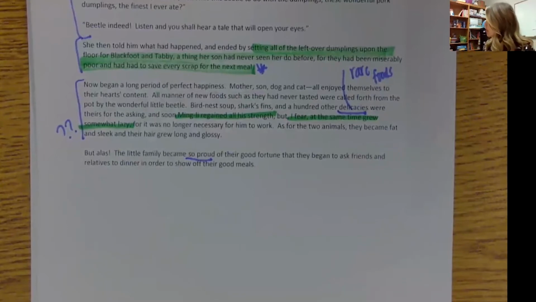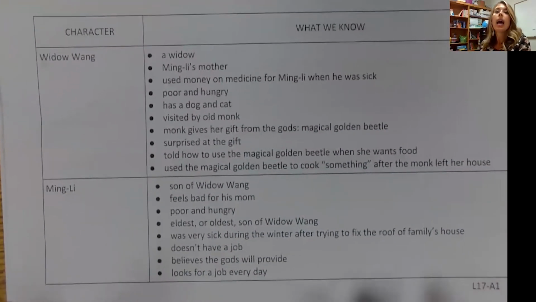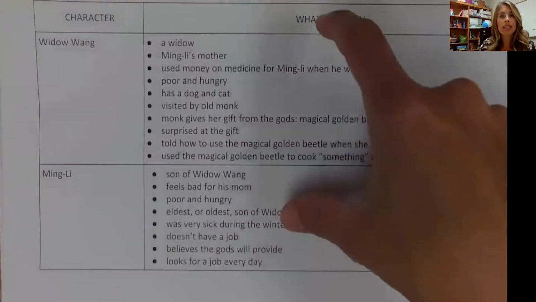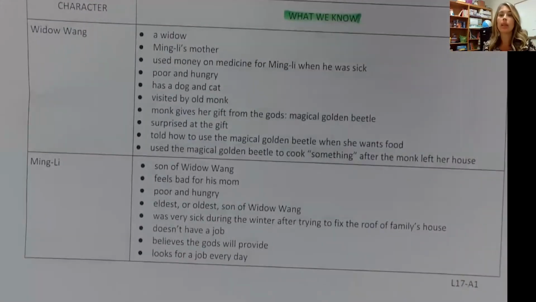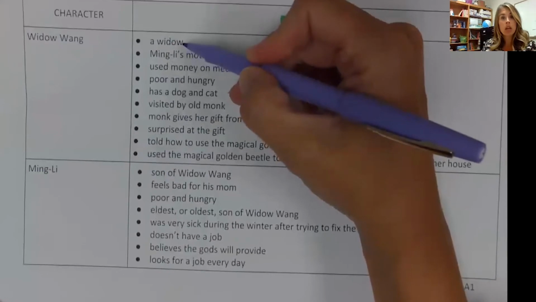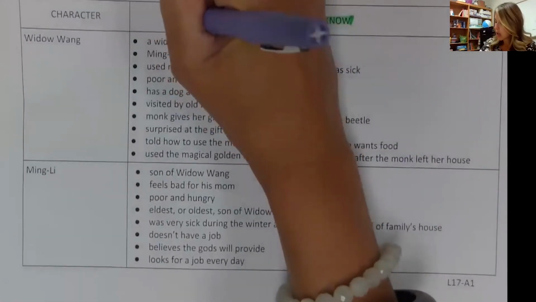Now, I want to look back at our chart again that we did on our last lesson. This is from lesson 1. Let's focus on what we know. This section over here, what we know about Widow Wang and Ming Li. The feelings and actions of these two characters. Now, we charted, we know she's a widow. And what does that mean? She's lost her husband. That's what that means. Lost husband.